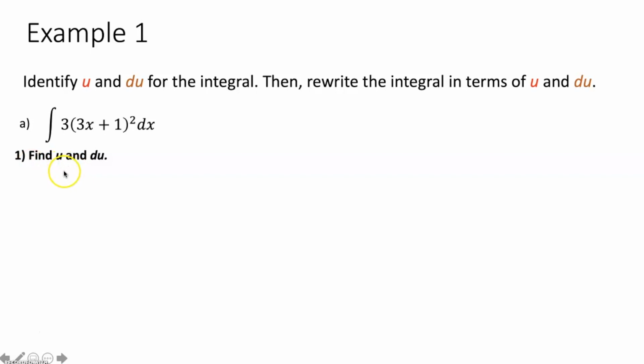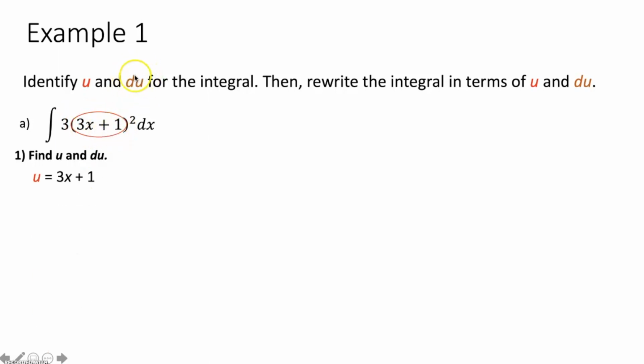Remember, in U-substitution we're going to let u equal our innermost function. So the question is, what is our innermost function? Well, we have 3 times something squared, and then that something in here is 3x plus 1. So this is going to be our innermost function in here, 3x plus 1. So we're going to say u equals 3x plus 1.